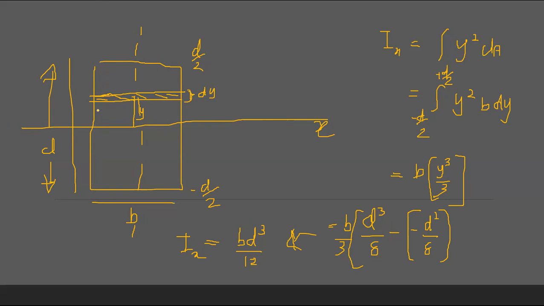Because depth, when you increase the depth, it has more resistance to bending, right? So that is given by this equation. When you increase depth, the resistance to bending is drastically increased compared to b.